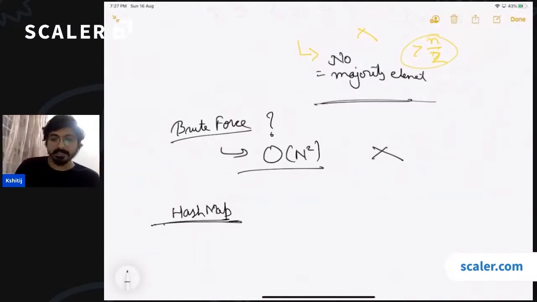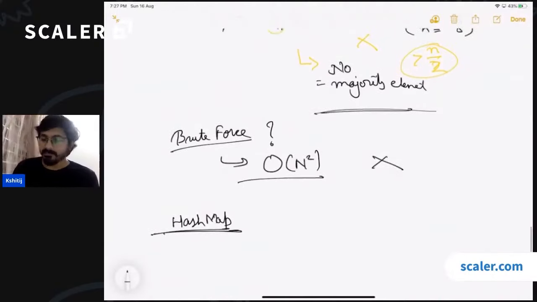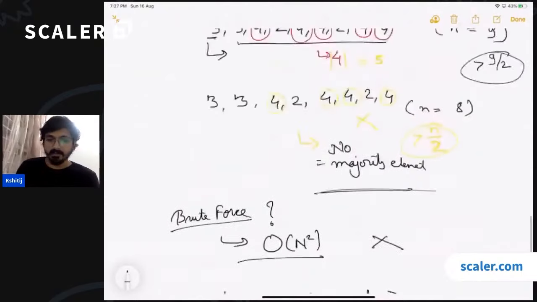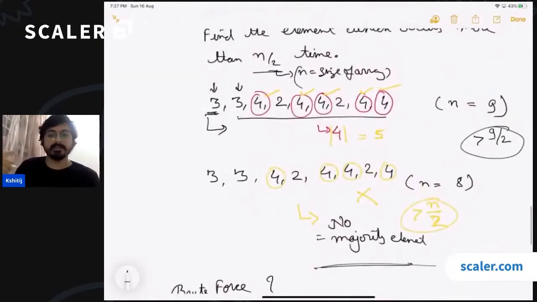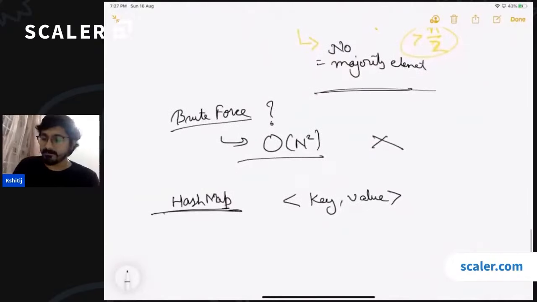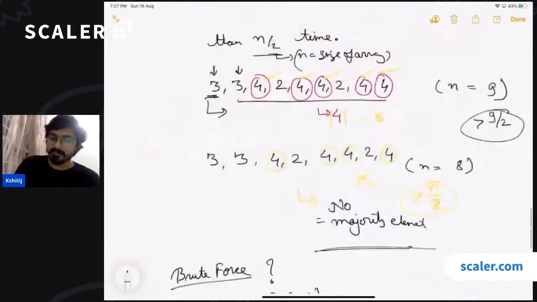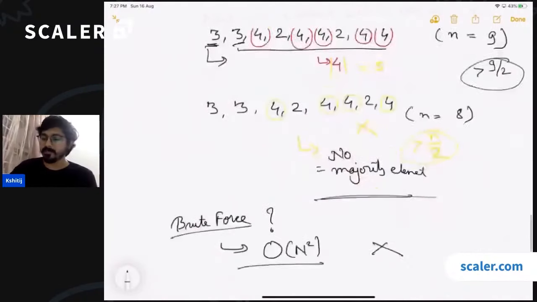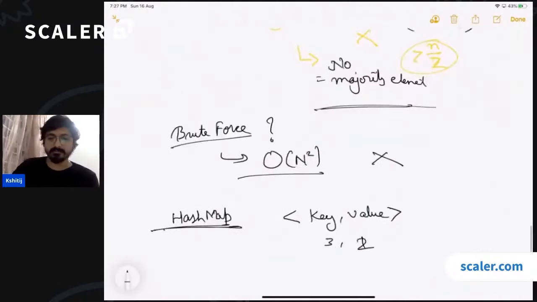Hash map is nothing but a key value pair, right? So you can have a key and you can have a value in the hash map. Now every array element becomes the key and the frequency becomes the value. So against 3, you keep 1. Then you again go to 3. You see that 3 has already occurred in the hash map. You increase the frequency. Okay.